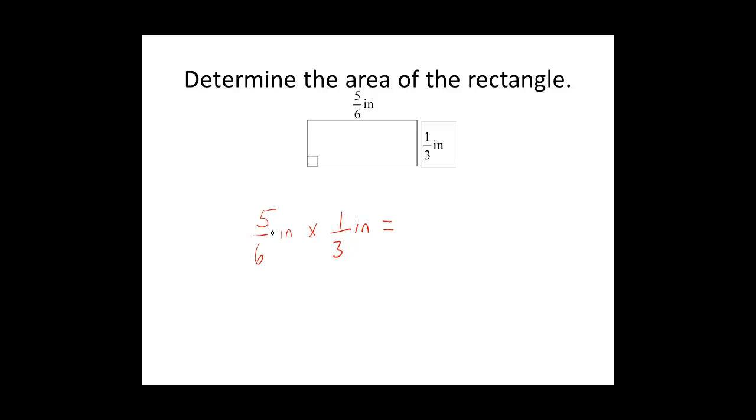We will multiply the numerators together. 5 times 1 is equal to 5, and 6 times 3 is equal to 18 inches squared. Area has square units. So the area of this rectangle is 5/18 inches squared.